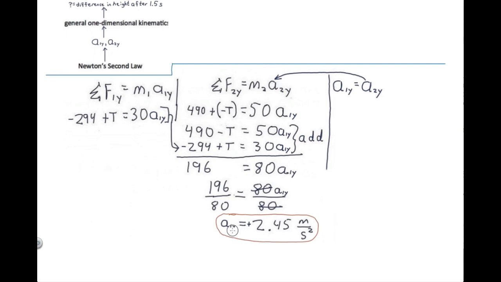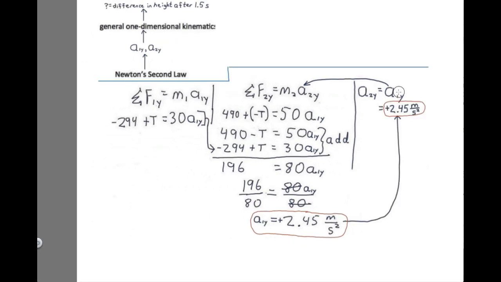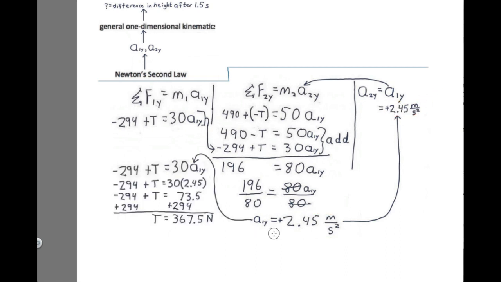Our result is that a1y equals positive 2.45 meters per second squared. Because of this equation, we know that a2y also equals positive 2.45 meters per second squared. To determine T, we can substitute our result for a1y into the Newton's second law y equation for mass 1.